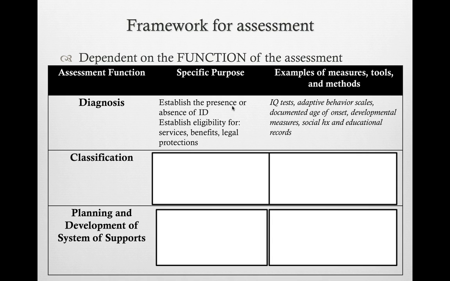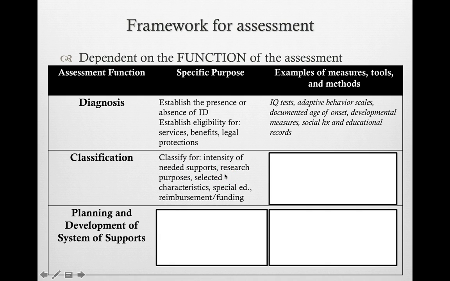We need to have that documented age of onset because remember, this has to happen during the developmental period. Different developmental measures, getting good social history and educational information to help build a really good picture of the individual when we're making a diagnosis.